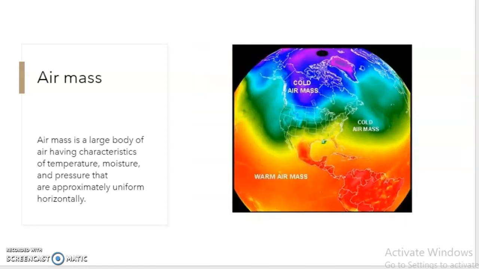Now we'll talk about air mass. An air mass is a large body of air having characteristics of temperature, moisture, and pressure that are approximately uniform horizontally. So we have cold air masses and warm air masses, and it depends on where you are located which one you will get first.